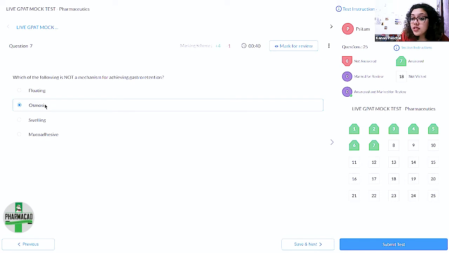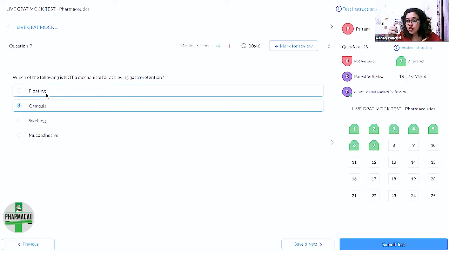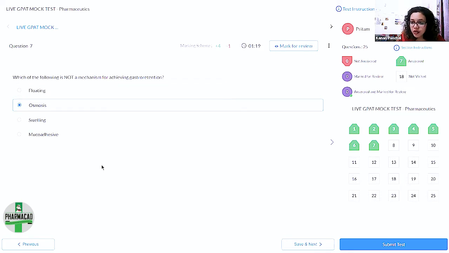Correct. Osmosis is not a mechanism for gastro-retention. Floating will be gastro-retention. तुम्हारा जो भी dosage form है, that will float in the gastric fluid. Swelling is one. Okay, swell होके वो retain हो जाएगा. It won't go down through the duodenum and all, and it will retain. Peristalsis movement से वो next small intestine तक नहीं जाएगा because it has swelled up. And mucoadhesiveness, it will adhere to the mucous lining of the stomach. So these are the 3 main approaches. Osmosis doesn't work for gastro-retention.